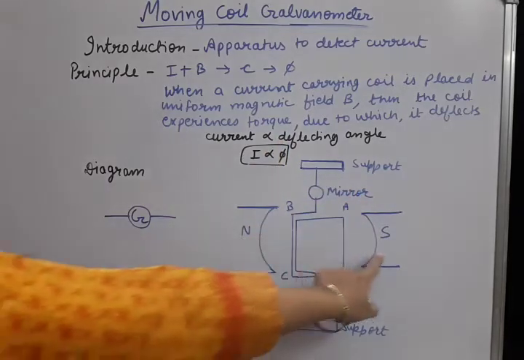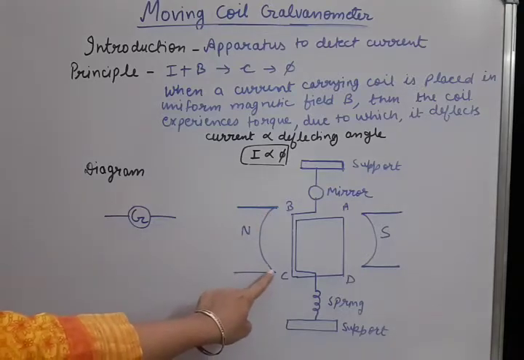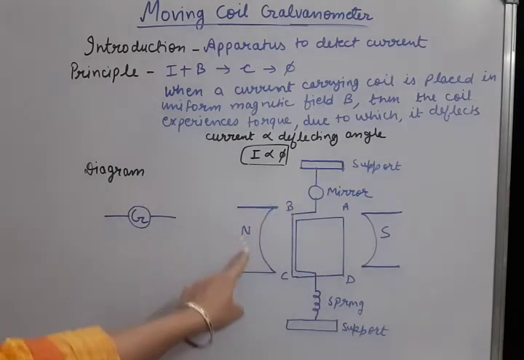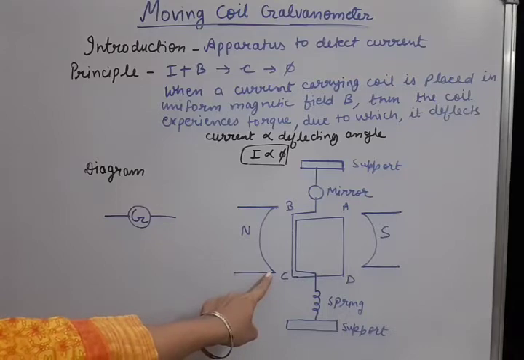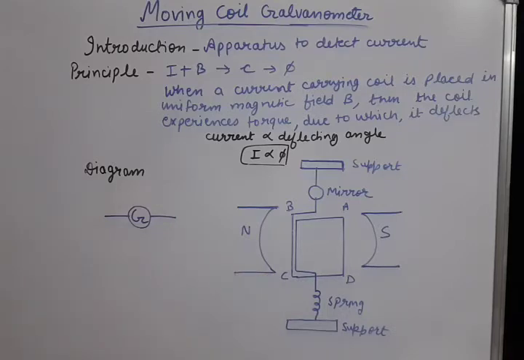Now north pole and south pole are taken to produce the magnetic field. But you can notice one thing here, that these poles are concave shaped. They are cut in concave. This shape is called concave shaped. Now what is the purpose of concave shaped poles? It provides a uniform magnetic field always.